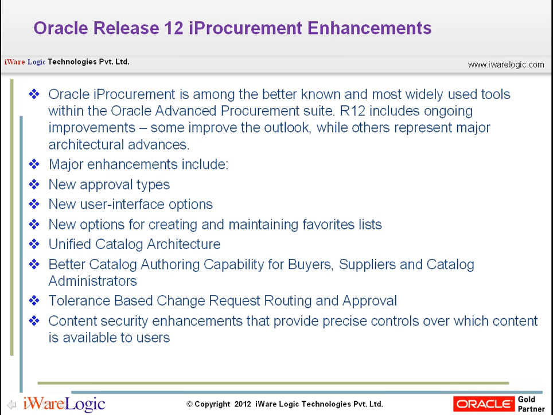Those major enhancements include new approval types, new user interface options, new options for creating and maintaining favorites lists, unified catalog architecture, better catalog authoring capability for buyers, suppliers, and catalog administrators, tolerance-based change request routing and approval, and content security enhancement that provides precise control over which content is available to users.